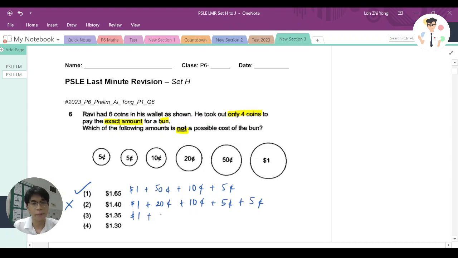$1, maybe 20 cents, sorry, 10 cent, and 5 cent. So you can see 1, 2, 3, 4, exactly 4 coins. And the next one, this is possible.